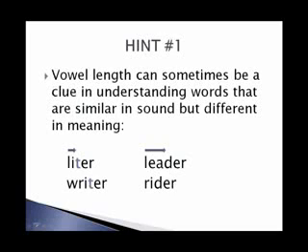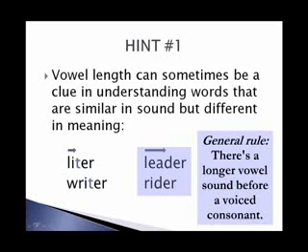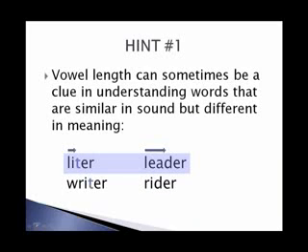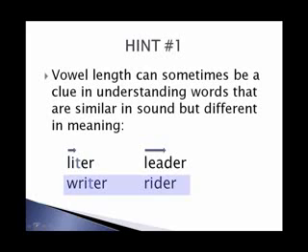Let me offer a couple of hints when it comes to understanding American speech. Vowel length can sometimes be a clue in understanding words that are similar in sound but different in meaning. Listen to these two pairs of words: leader, leader, writer, rider. The words on the left have a shorter vowel sound in the first syllable. The words on the right have a longer vowel sound before that voiced D. Again, leader, leader, writer, rider.